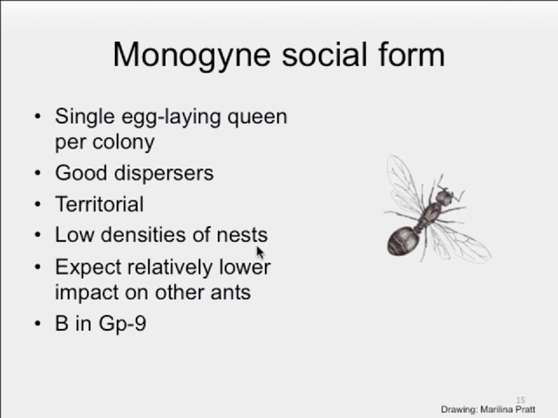And so with these lower densities of fire ants, we should expect relatively lower impacts. Okay, and the social form can be determined by this GP9 gene, by the dominant allele. So this is a little cartoon to drive home those traits. The monogyne social form, they disperse well, they mate high up in the air, and they fly down, and they found a colony where the workers are territorial, so they establish at low densities.